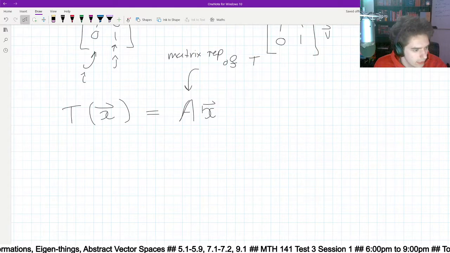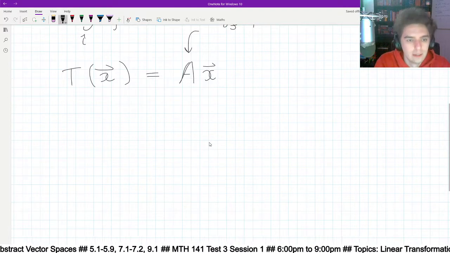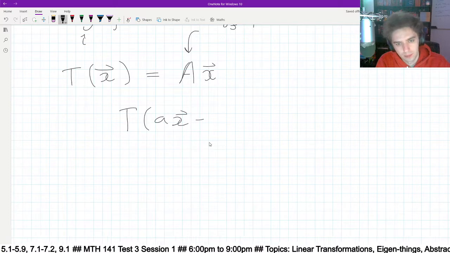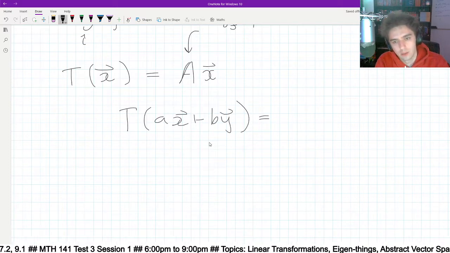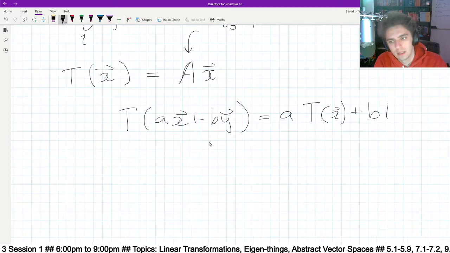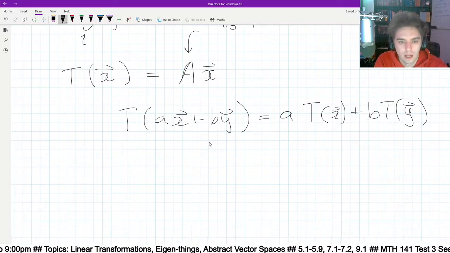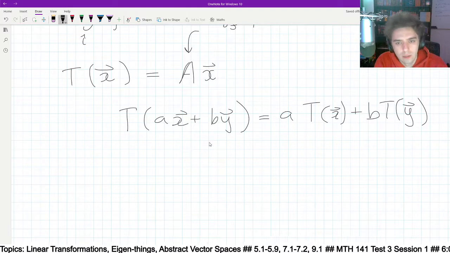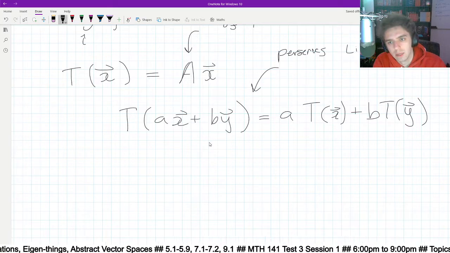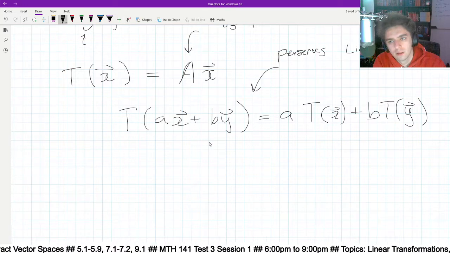The important thing too is to tell if a transformation is linear. If a transformation is linear, then T of ax plus by should equal a T of x plus b T of y. Right? It's a plus there. And what this means is pretty much it preserves linear combinations. Right, good.